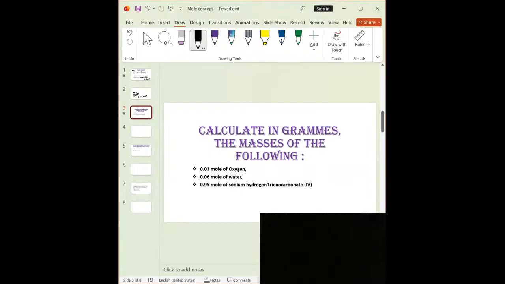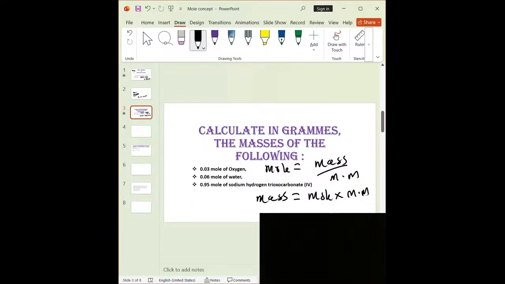And then the first one you have is 0.03 mole of oxygen. Now, how do you calculate it? Remember, mole equal to mass over molar mass. Therefore, mass will be equal to mole times molar mass. This is the formula we are going to use. And then we have mole already, which is 0.03. That means 0.03 times molar mass of oxygen.